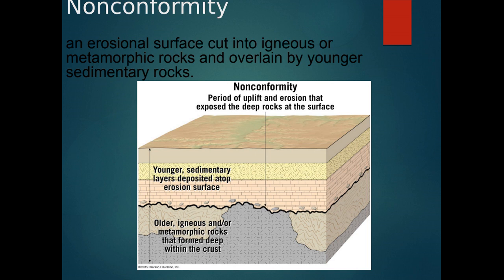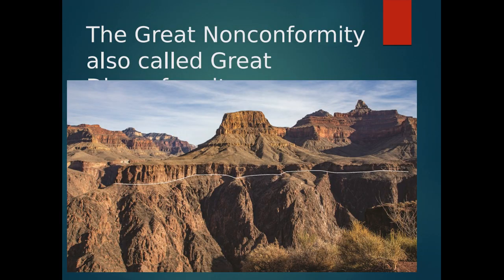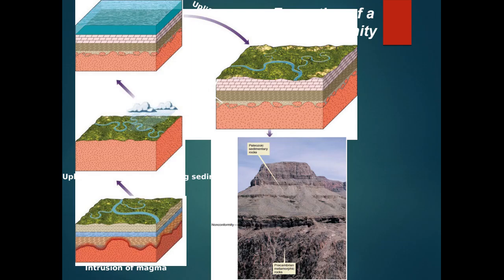A nonconformity is where the one below it is not a sedimentary rock, so it doesn't have any layers. The Grand Canyon's Great Unconformity, which is like a billion-year gap, is an example of that, where you have an igneous rock down below and sedimentary rocks up above, and the sedimentary rocks have layers, the igneous rocks don't. Or metamorphic rocks often don't have layers too.